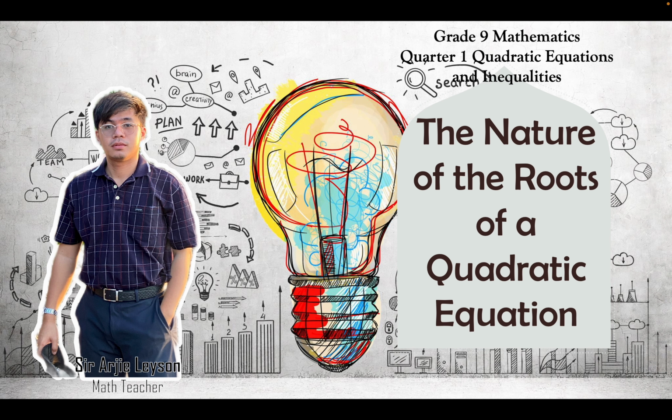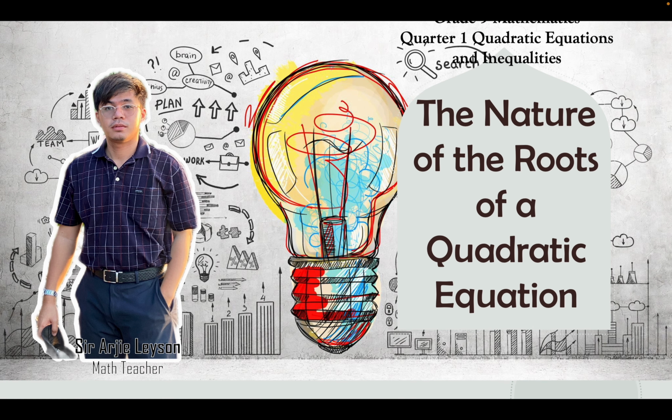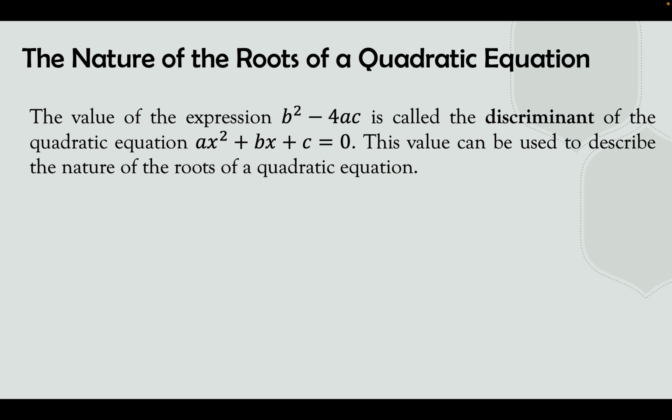In this video, we will discuss all about the nature of roots of a quadratic equation. The value of the expression b squared minus 4ac is called the discriminant of the quadratic equation ax squared plus bx plus c equals 0. This value can be used to describe the nature of the roots of a quadratic equation.